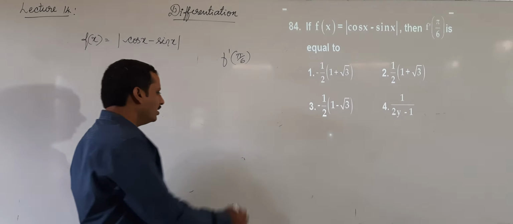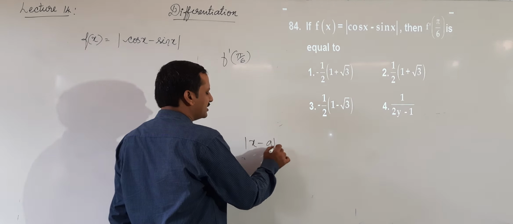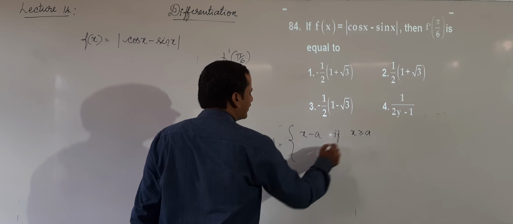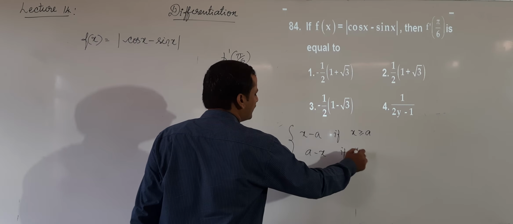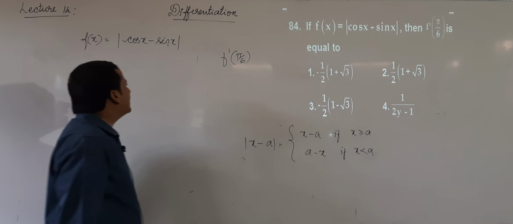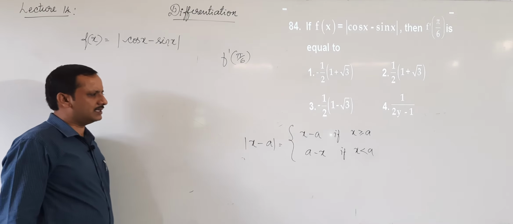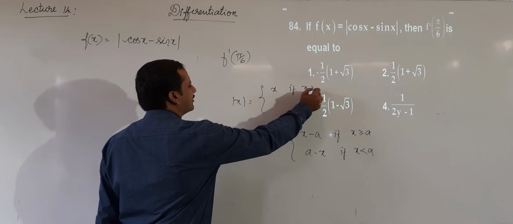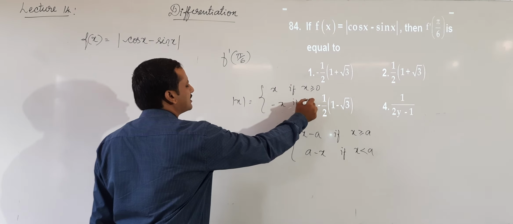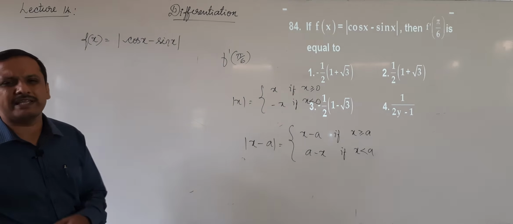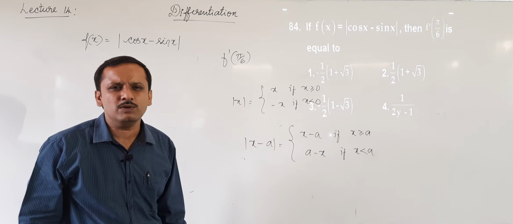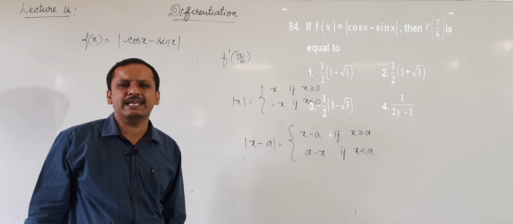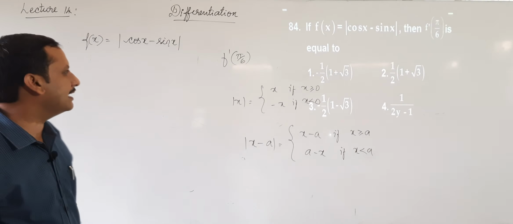See, mod x minus a. How do you define mod x minus a? That's equal to x minus a if x is greater than or equal to a, and a minus x if x is less than a. Similarly, mod x is equal to x if x is greater than or equal to 0 and minus x if x is less than 0. So this will be equal to cos x minus sin x if cos x minus sin x is positive, and it will be minus of cos x minus sin x when cos x minus sin x is negative. Okay. So I will write it like this.